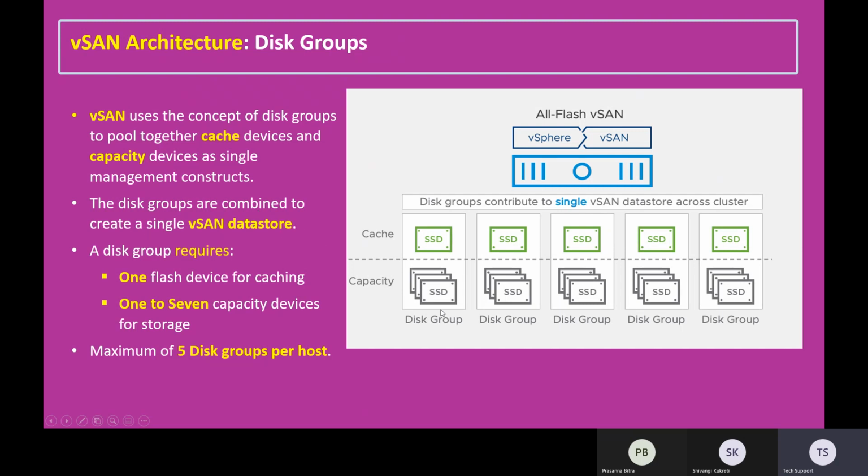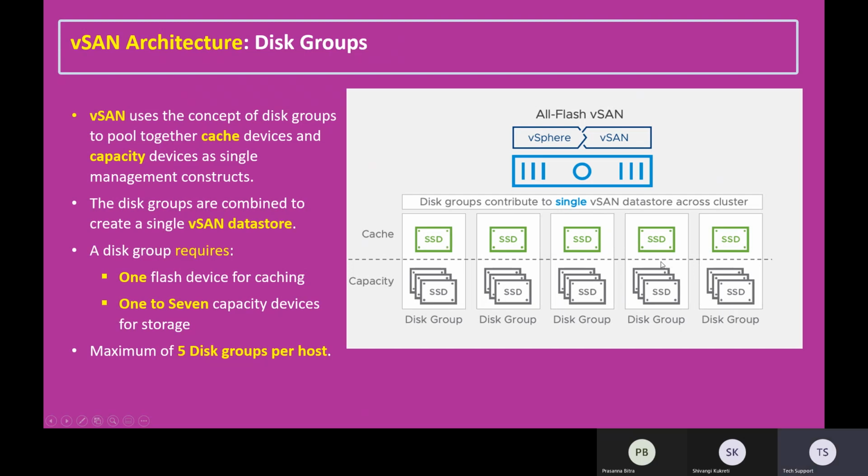Suppose in this diagram, if you observe, as we know, we require one physical host. On top of the physical host, we install vSphere, and vSAN is not a separate software. It's already integrated with the vSphere product. So that's why we put the icon like this. And in this diagram, if you observe, this is an all flash vSAN. All flash vSAN means there will be no HDD drive, all are SSD drives only.